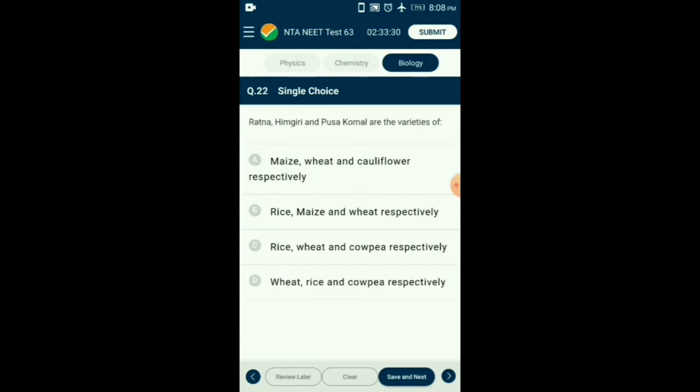Question number 22. Ratna, Himgiri, and Pusa Komal are the varieties of. Some crop varieties are developed for disease resistance and better yield by the process of hybridization. Ratna, Himgiri, and Pusa Komal are the varieties of rice, wheat, and cowpea respectively. So the answer is option C, rice, wheat, and cowpea respectively.